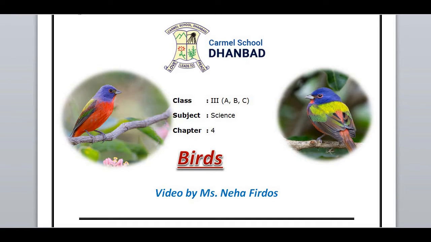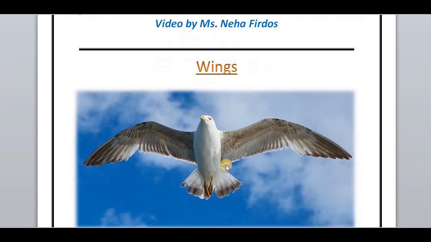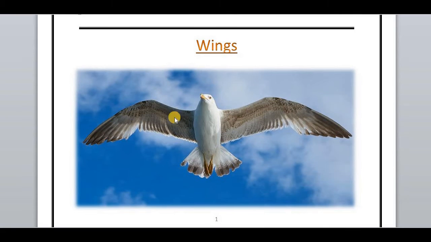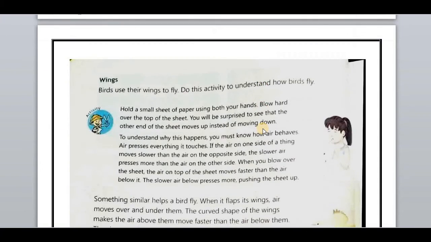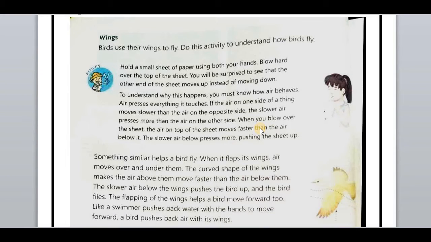Today we will start with the second part of chapter 4, birds. Our topic is wings. As you can see in this picture, a bird is flying. Children, a bird has wings which help it to fly.